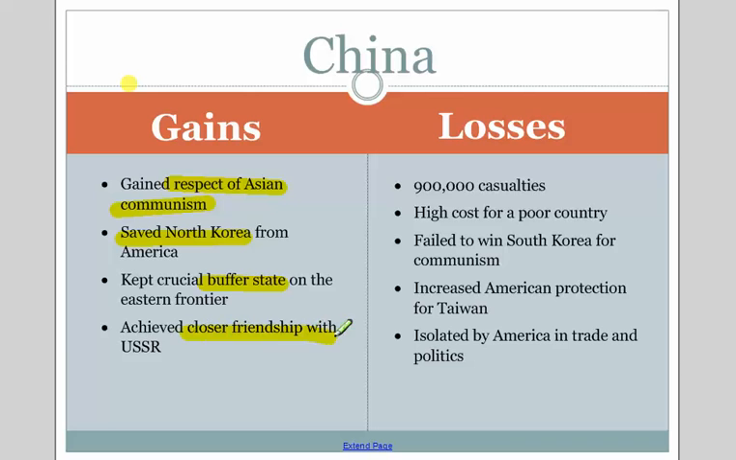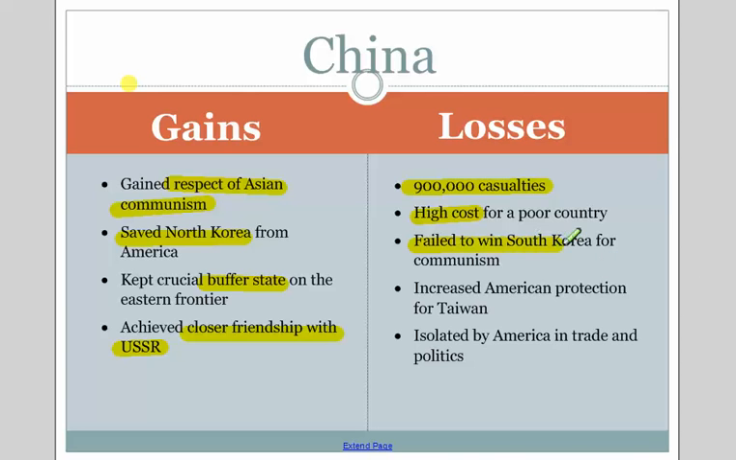And closer friendship with the Soviet Union is also going to help China, because the Soviet Union at this time is one of the top countries in the world. It's a superpower. But they had almost 1 million casualties. Very high cost, and they're a poor country that just went through their own civil war. 1949 was the Chinese Civil War. 1951 is the beginning of the Korean War. So as we look at that, they really had no time to recover.